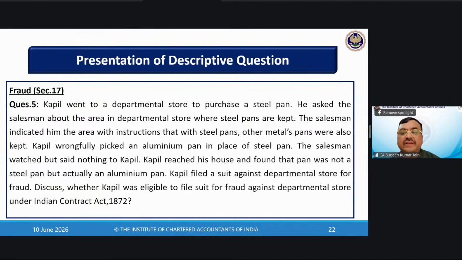Next question. We have already discussed this, I am just reading this question because I have already discussed it in unit number 3. Kapil went to a departmental store to purchase a steel pen. He asked the salesman about the area in the departmental store where steel pens are kept. The salesman indicated the area, with the instruction that steel pens and other metal pens were also kept there. Kapil wrongly picked an aluminum pen in place of a steel pen. The salesman watched but said nothing to Kapil. Kapil reached his house and found that the pen was not a steel pen but actually an aluminum pen. Kapil filed a suit against the departmental store for fraud. Discuss whether Kapil is eligible to file the suit for fraud against the departmental store under the Contract Act 1872.